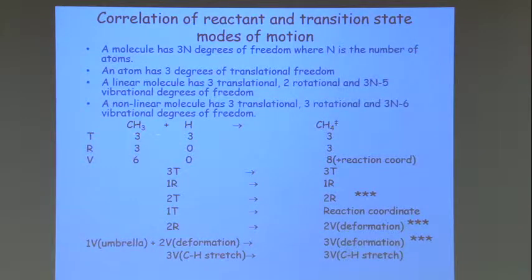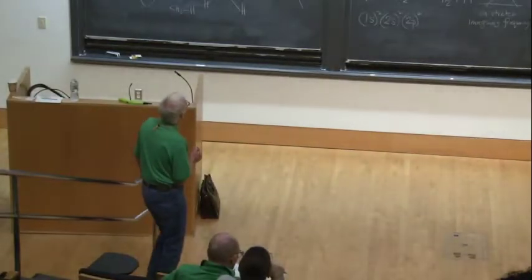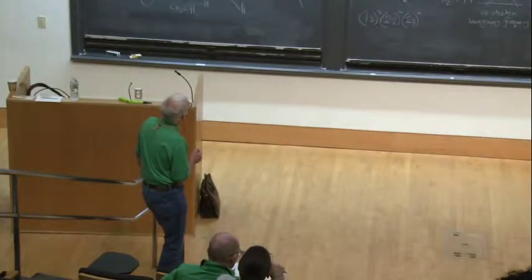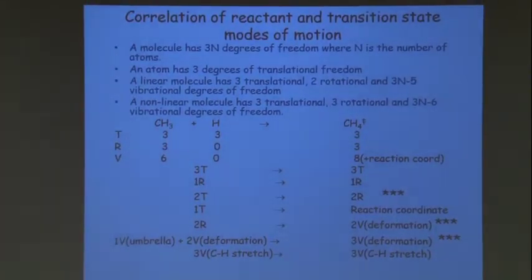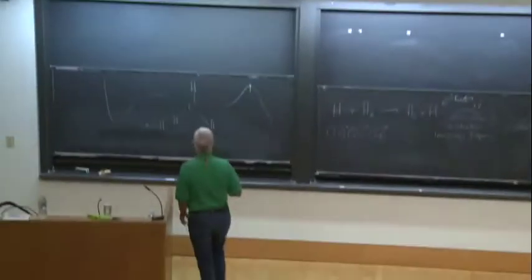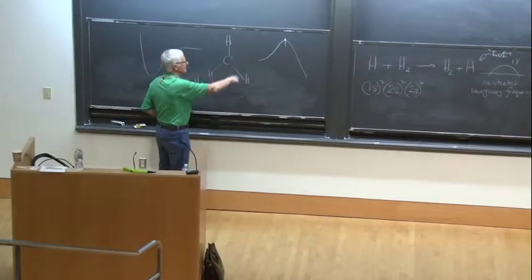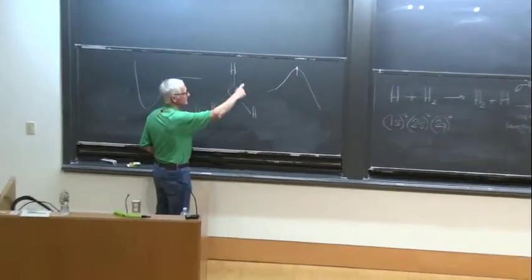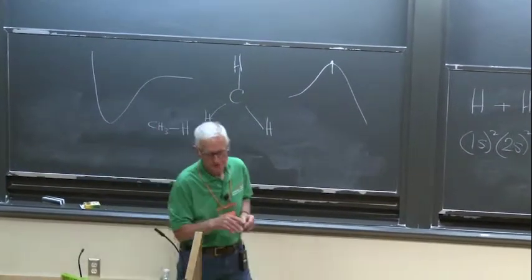So 3 of these translations will go over to 3 of translations over here. So that's pretty obvious. We'll see what happens to the others in a minute. 1 rotation here will go to 1 rotation there. So if we imagine the hydrogen coming in here, and this CH3 rotating like that, then that goes over to the rotation of the CH4 molecule.